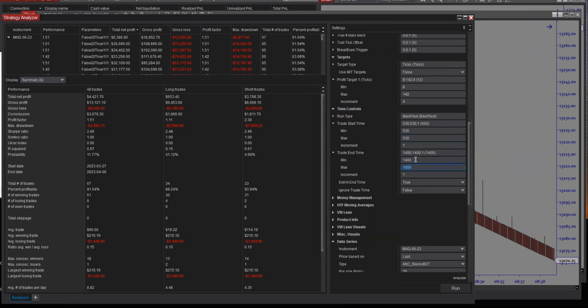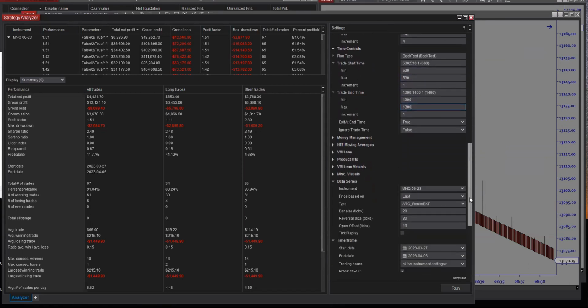Let's run that all the way to market close. 13, 3 hours difference, 1 to 3. Yeah, so this should be 13 because I'm 3 hours difference. Okay, so exit at end time, MNQ, bar size 20. We're going to switch that to a 140 reversal.